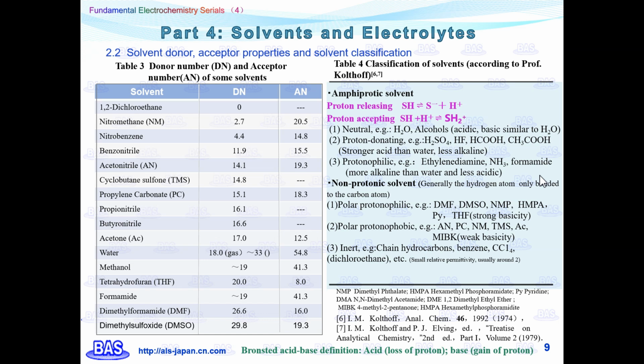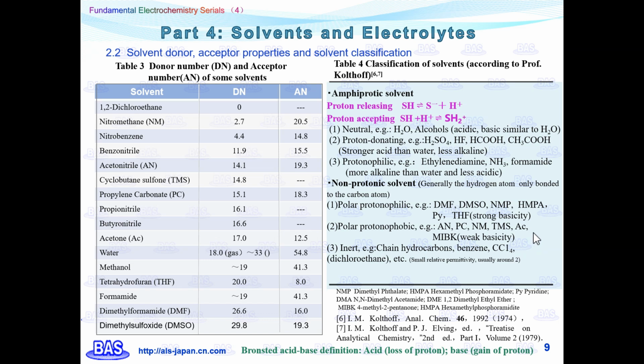On the other hand, non-protonic solvents generally have only hydrogen atoms bonded to carbon atoms, so the properties of releasing protons and providing hydrogen bonds are weak. However, for alkalinity, there is a difference between strong and weak. Strong bases are protonophilic, while weak bases are protonophobic.